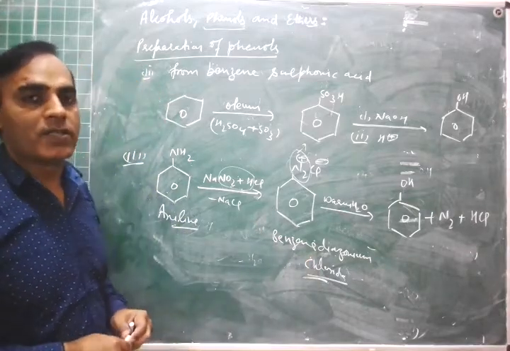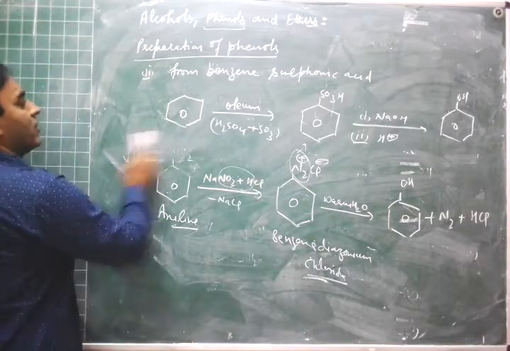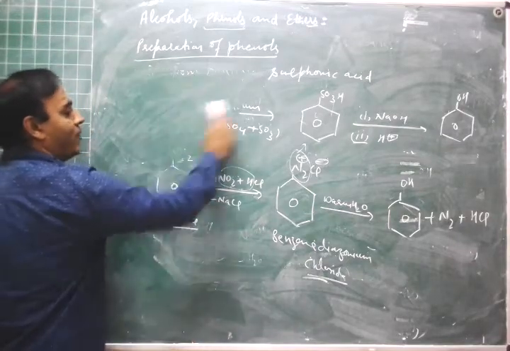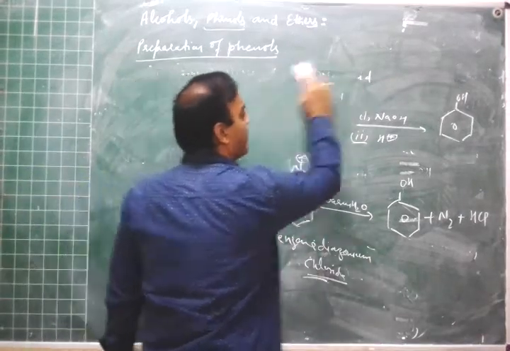Now next is formation of phenol from cumene. What is cumene? It is isopropyl benzene. Isopropyl benzene is known as cumene.